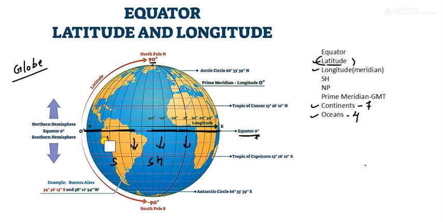And there are also some specific latitudes, which you can see here. They are called the Tropic of Cancer and the Arctic Circle.